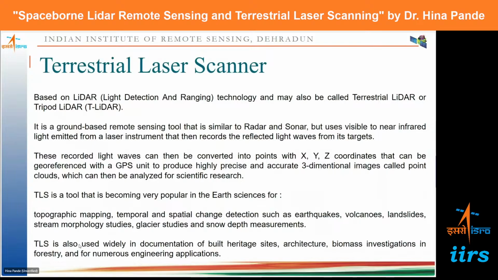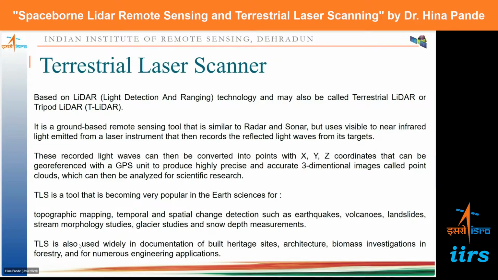Now, when we talk about a terrestrial laser scanner, or a laser scanner which is placed or mounted on a ground-based platform, we call it terrestrial lidar or a tripod lidar. It is a ground-based remote sensing tool which is similar in its measurement method to the radar or the sonar, but this uses visible to near infrared light which is emitted from a laser instrument, and then it records the reflected light waves from its target.